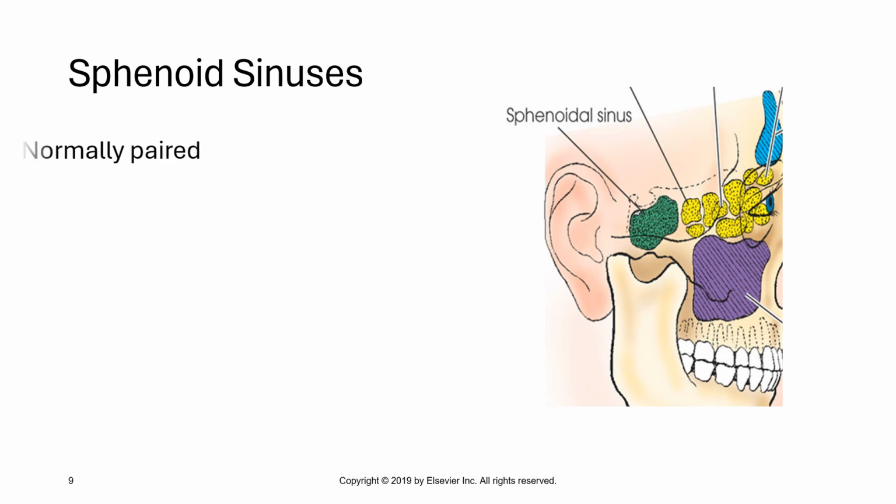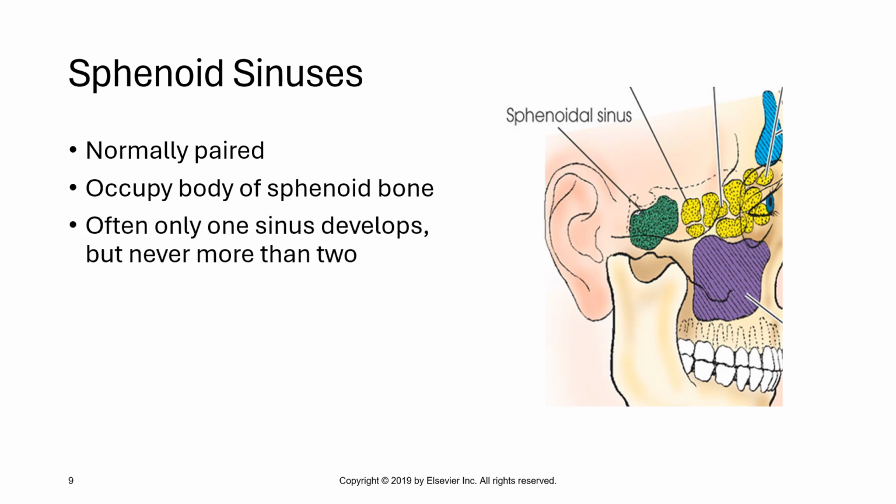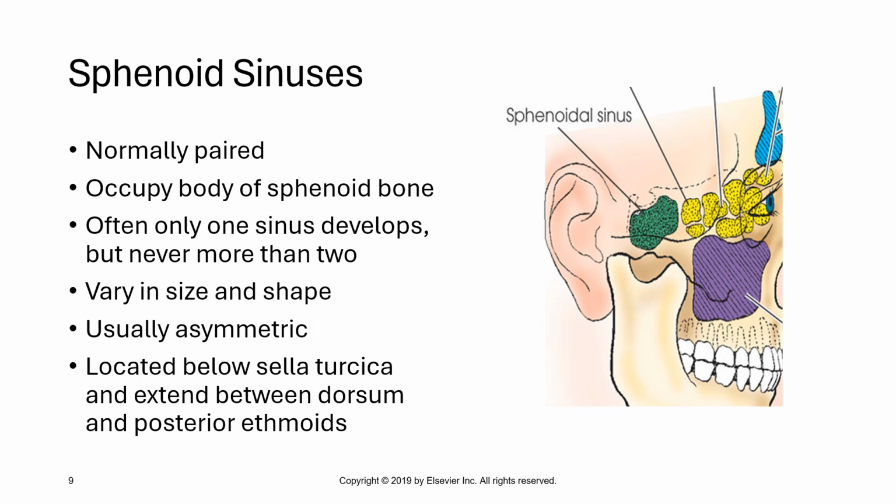Your sphenoid sinuses are paired. Okay, I got that one wrong. I thought there was only one sometimes. It does say normally, so I guess abnormally not paired, just a singular one. It is in the sphenoid bone. Often only one sinus develops, but never more than two. So they vary in size and shape, usually asymmetric, the left side bigger than the right side, or the right side bigger than the left side.